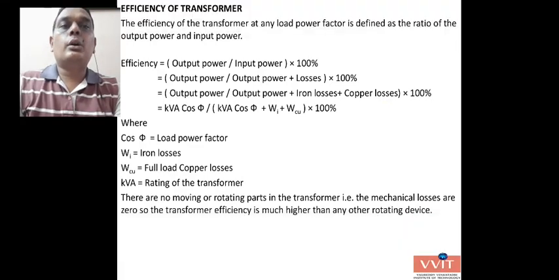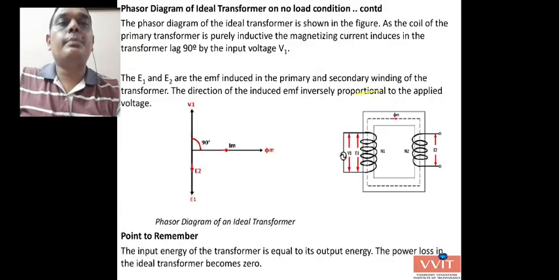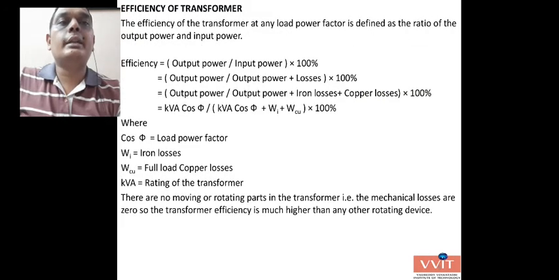Therefore, we can write output power in the transformer as kVA cos phi. This is your transformer rating, and cos phi is the power factor. So efficiency equals output divided by output plus losses, where the losses are iron losses plus copper losses. Wi stands for iron losses and Wc for copper losses. Multiplying by 100 gives percentage efficiency, where cos phi is the load power factor, cos phi equals R by Z.